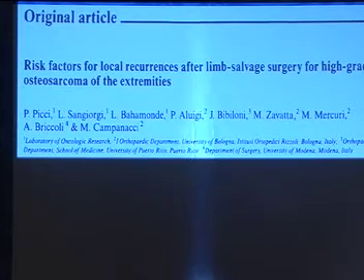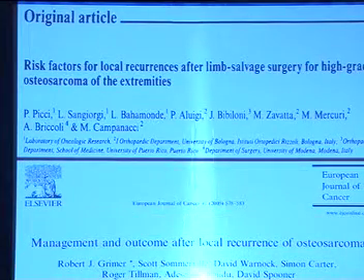So this very important paper by Pichi tells you that the single most important risk factor for local recurrence is a contaminated surgical margin. So whenever you're doing a limb salvage surgery, make sure your margins are free of tumor, the resected margins. Frozen is therefore very, very important in these patients.